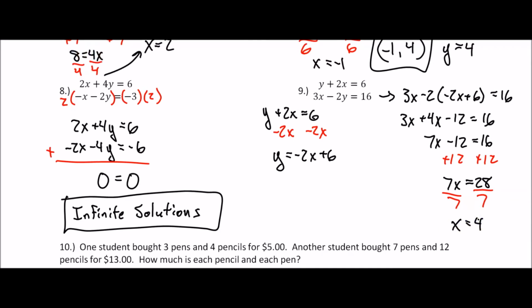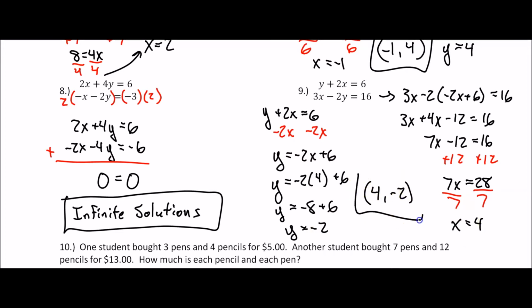And now I'm not done. I've got to plug it back in and get the y value. So over here, y equals negative 2 times the 4 plus 6. And so I got my answer. It's (4, -2). And this one would have been pretty much just as easy to do by elimination.